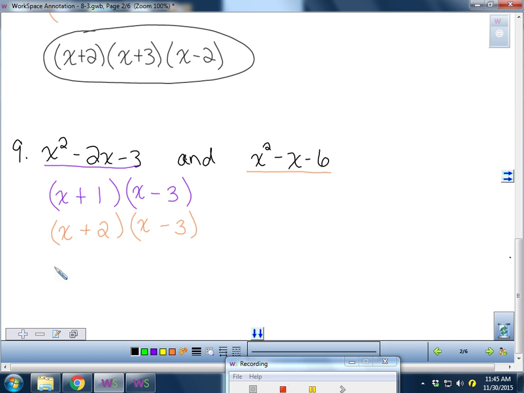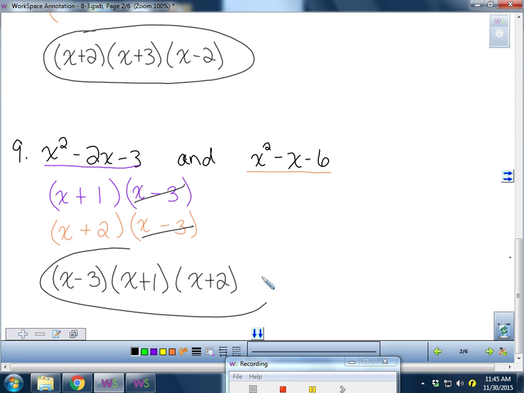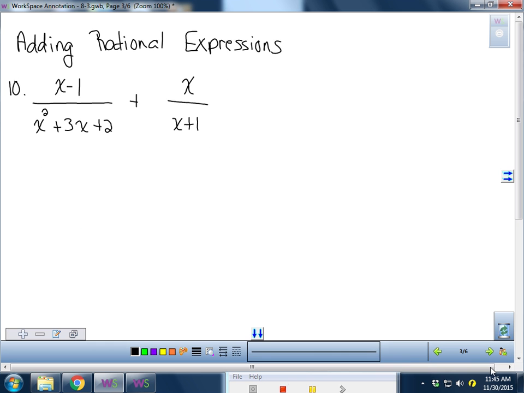They both have an x minus 3. So I write that one time. These two are not in common, so I'm going to tack those onto the back. So I have x plus 1 and x plus 2. And I have found my least common multiple. Now, the reason that this is important is because when I have to find a common denominator, I need to know what the smallest thing is that they both go into.